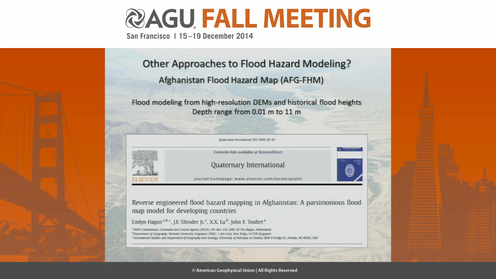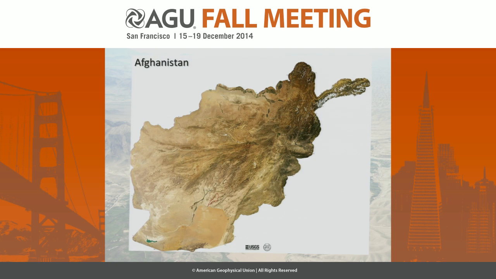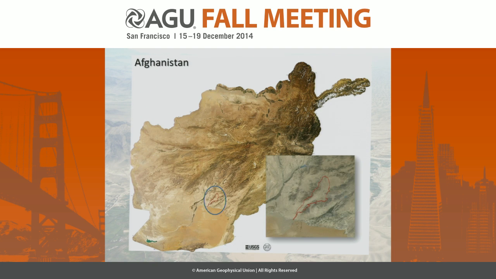How are they different? Flood modeling, they both use high-resolution DEM, use the hydrology tools in ArcGIS, but with regard to the Hagens model, he uses historical flood heights, so he needs data to anchor. And so here we go to Afghanistan again, and let's look at this little basin down here. That's that same one we looked at before.